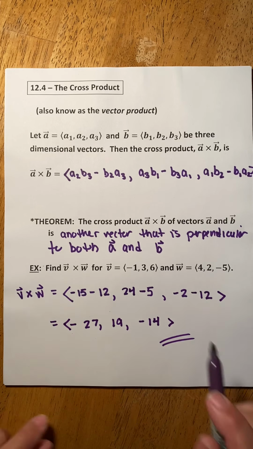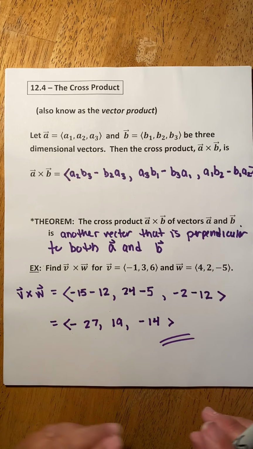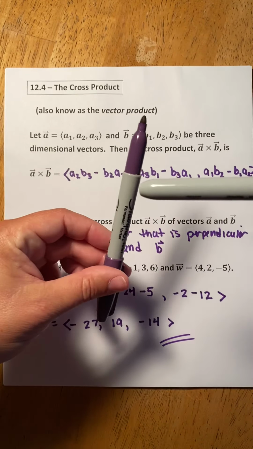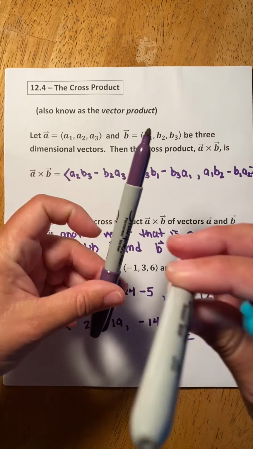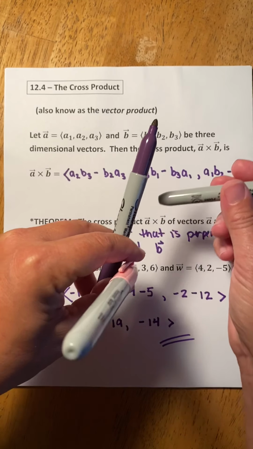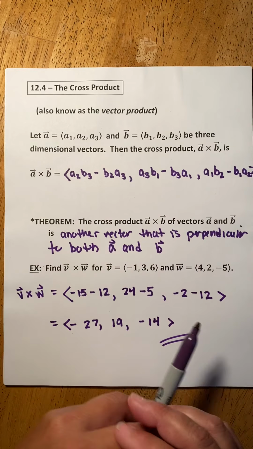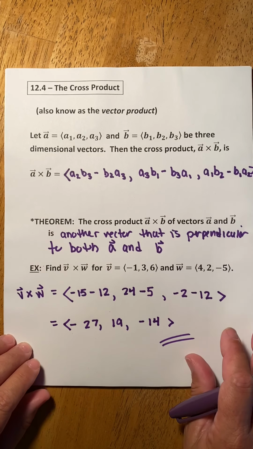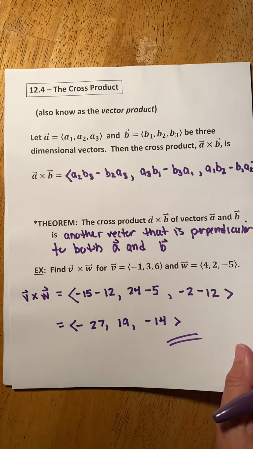So if we were to put these three vectors in 3 dimensions, floating in space like this, then the cross product would be perpendicular to those two given vectors. Sorry, I did my best to try to do that in video.